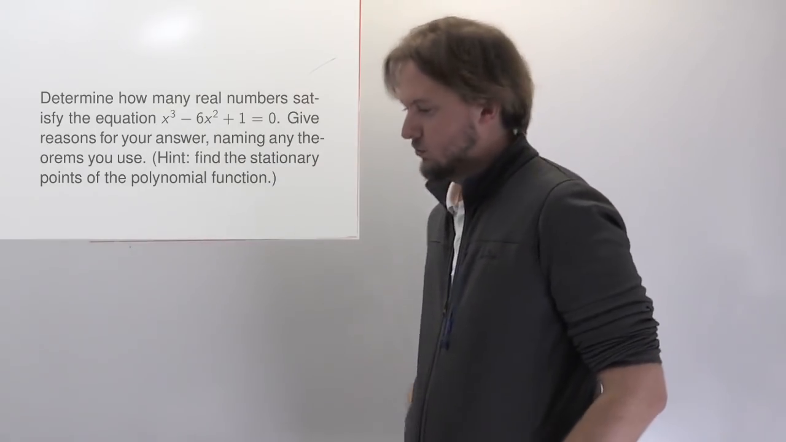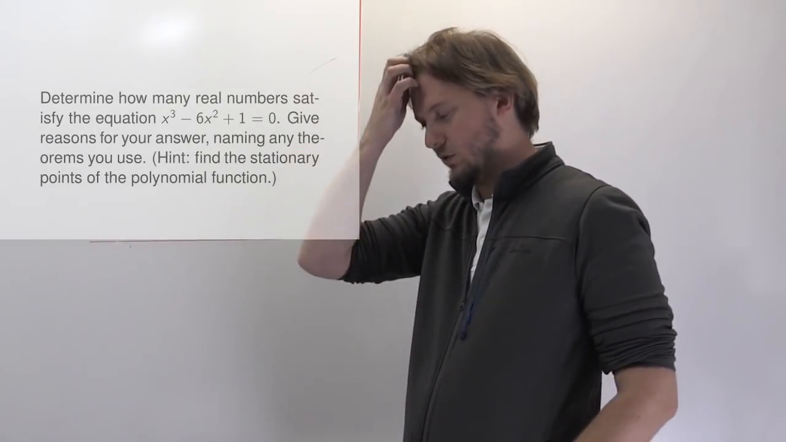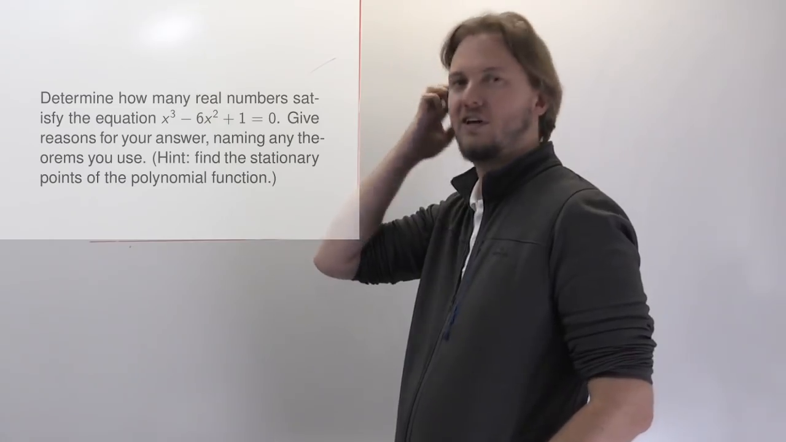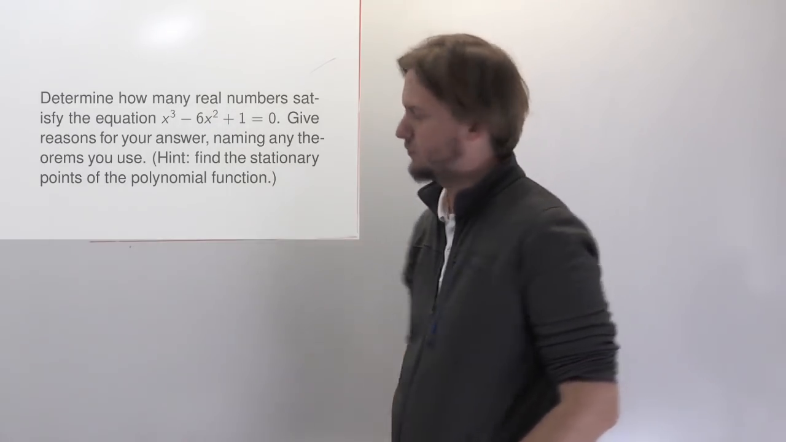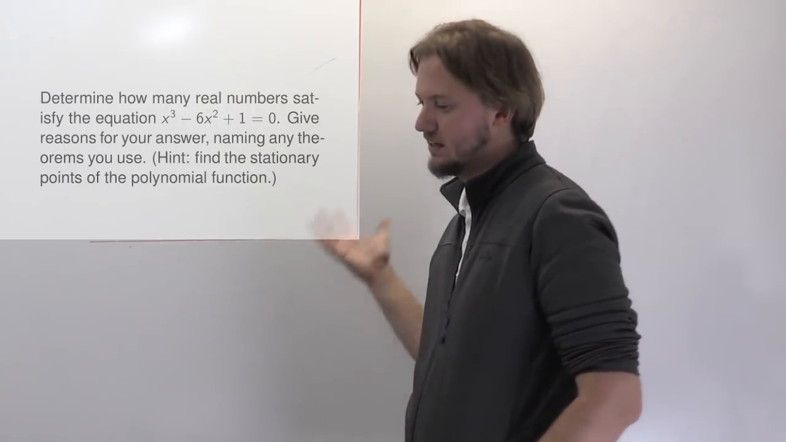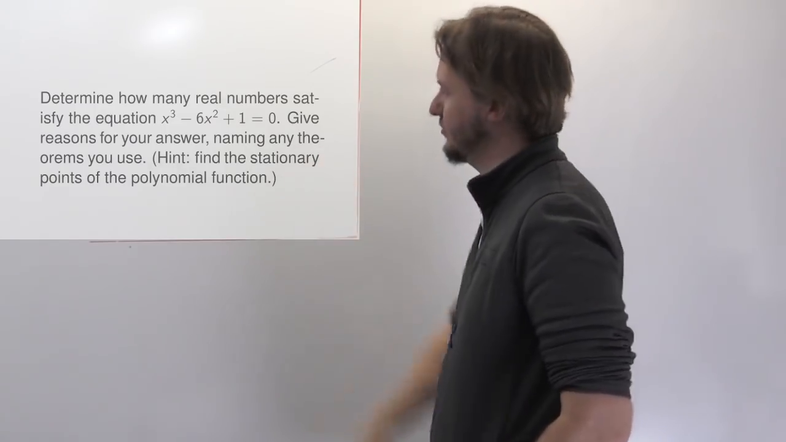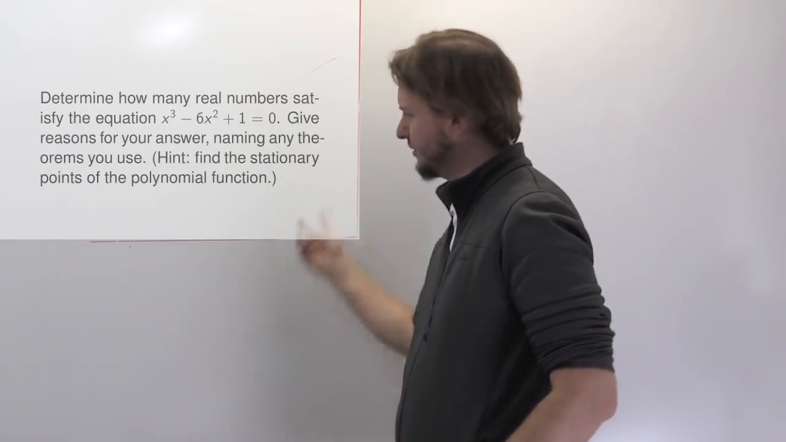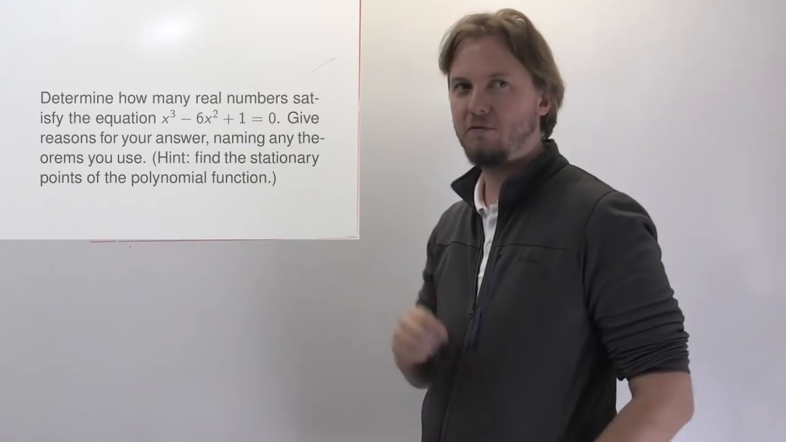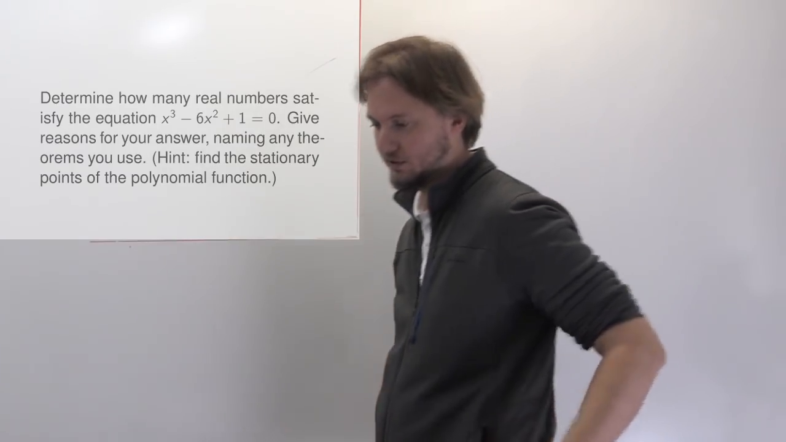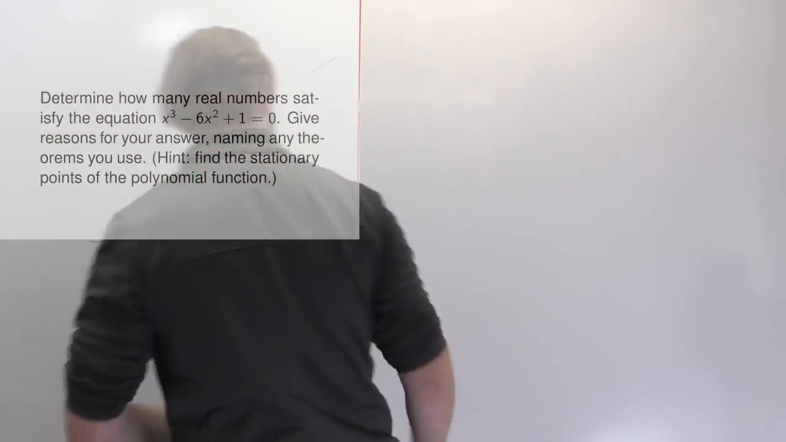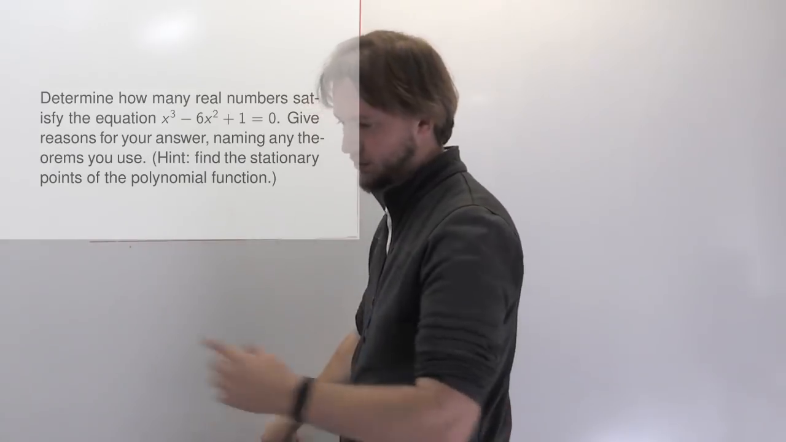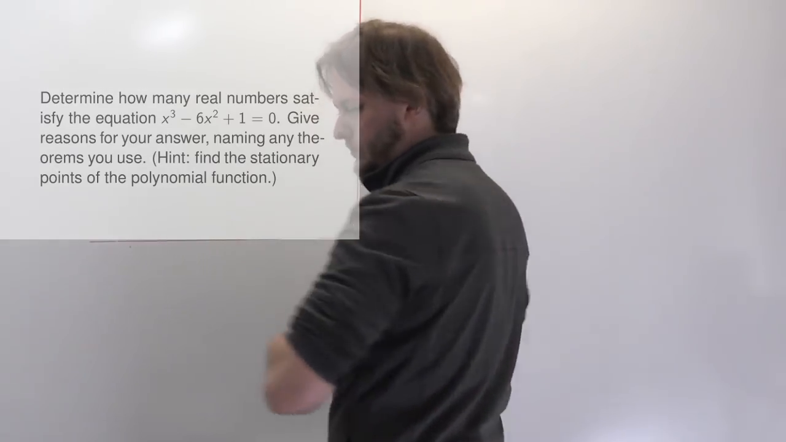Okay, so we want to take this cubic and work out how many solutions there are and state, it says here, give reasons for your answer, naming any theorems that you're actually using. And they give us a very big hint. They say that you should be looking for the number of stationary points. So let's do that. Let's first look for the stationary points of the polynomial given there.